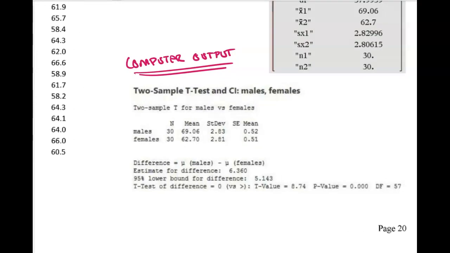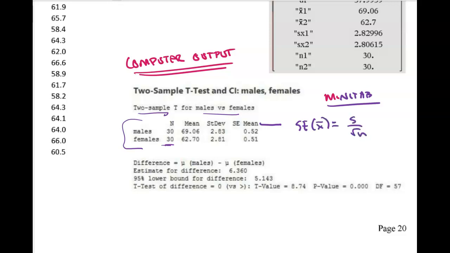This is from Minitab, a software program that's pretty commonly used in industry. So it looks like we've got a two sample t-test for males versus females. Here are our summary statistics: the mean, standard deviation, and sample size. This is the standard error of the mean, the standard error of x bar, which is s over the square root of n.